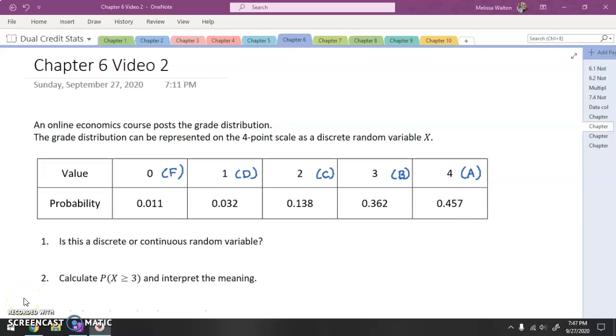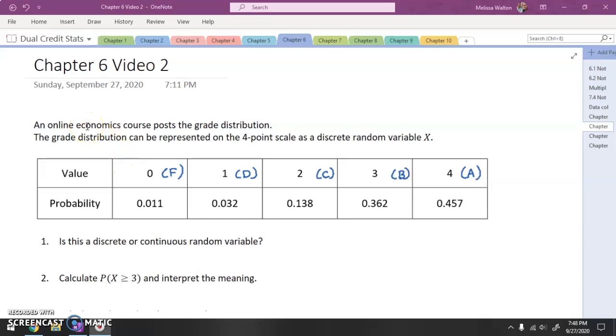Hello, this is chapter 6, video number 2. In this video, we are going to go through an example of how we can use a discrete random variable, and how we can answer some questions about that. So here's the setup that we have for this problem.